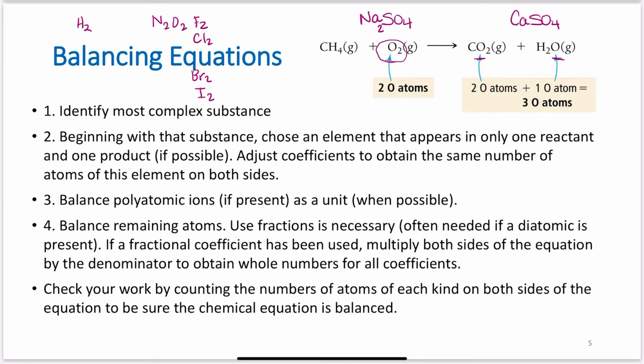If a fractional coefficient has been used, you must multiply both sides of the equation by the denominator to obtain whole numbers for all coefficients. We cannot leave a balanced chemical equation with fractions in it. There are very specific conditions under which we can leave fractions, and regular balancing is not the case. We will deal with some examples where we have to use fractions, but this is not it. So for today, all of your coefficients out front must be whole numbers. Check your work by counting the numbers of atoms of each kind on both sides of the equation to be sure the chemical equation is in fact balanced.